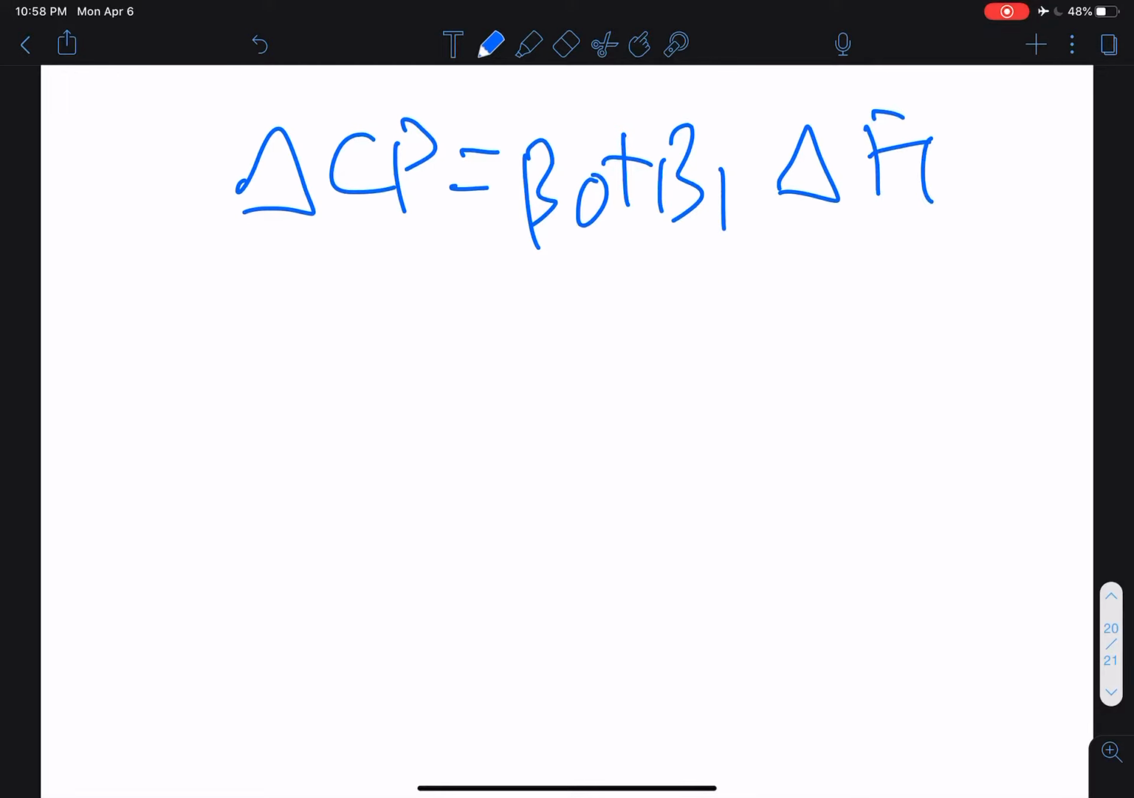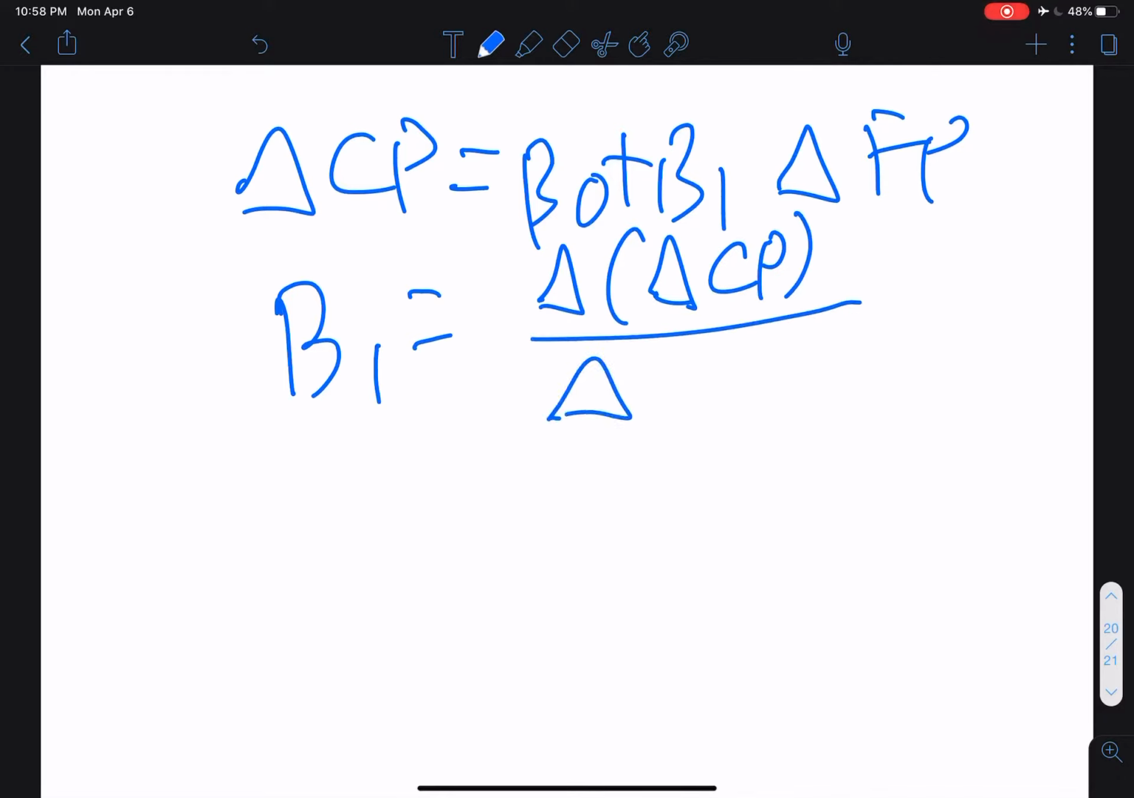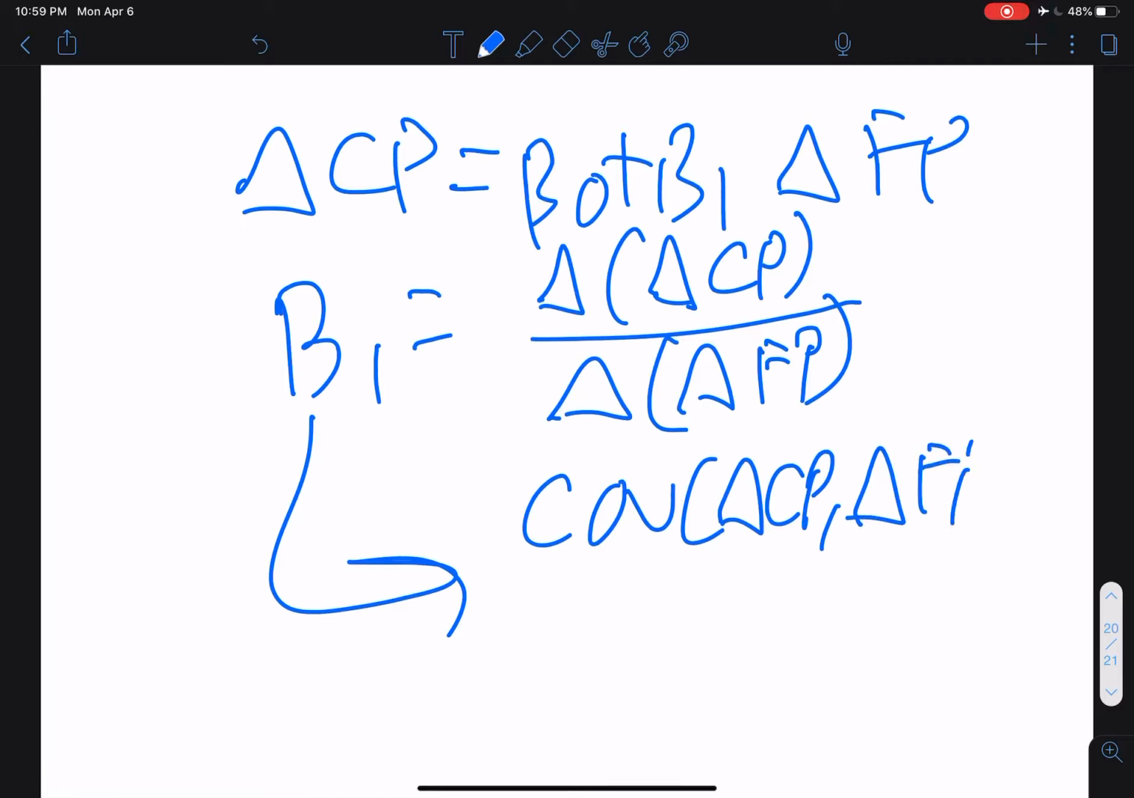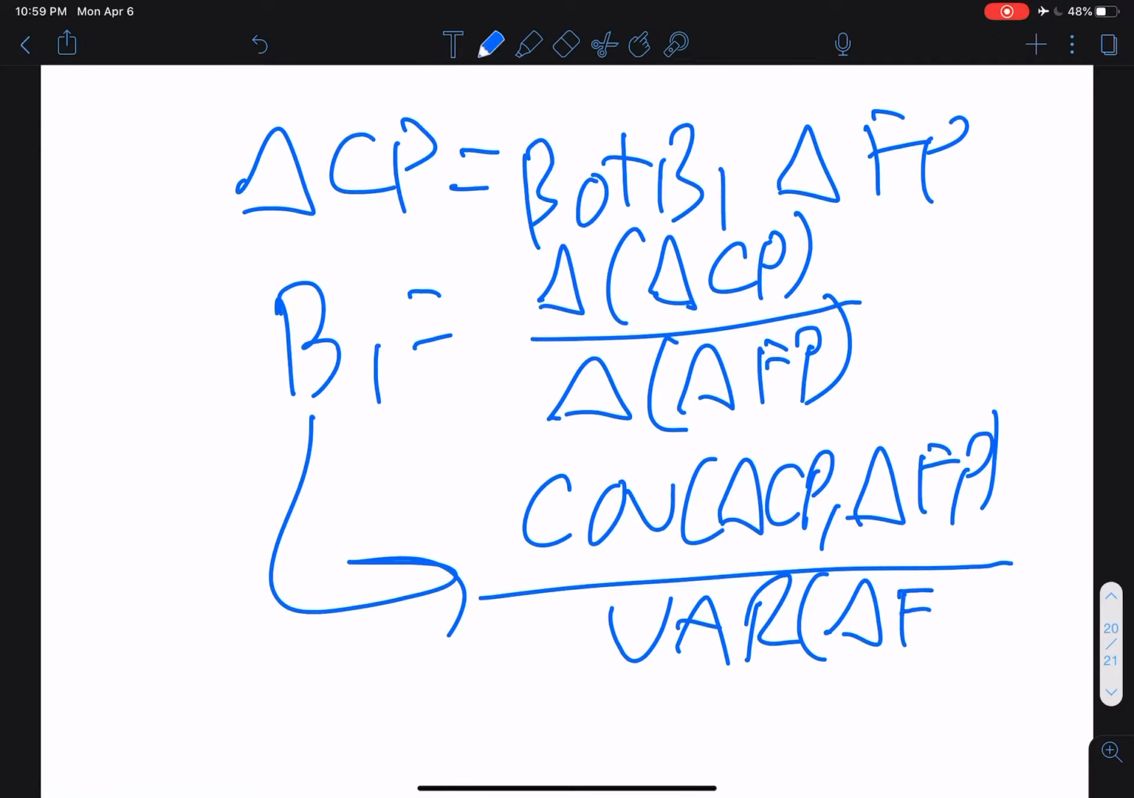At the end of the last video, I had made the observation that in the regression equation, delta CP equals beta naught plus beta 1 delta FP, that beta 1 was, of course, the change in the cash price associated with the given change in the futures price. Okay, and also I wanted to note that beta is going to be equal to the covariance of delta CP and delta FP divided by the variance of delta futures price. Both of these are true. Okay, and so let's continue.